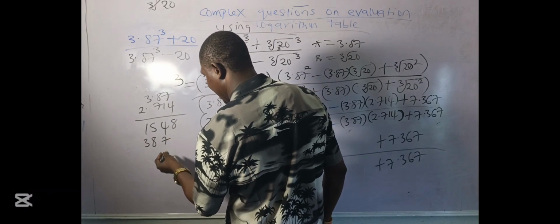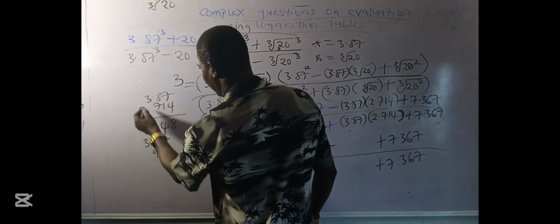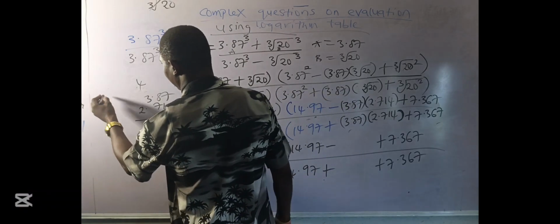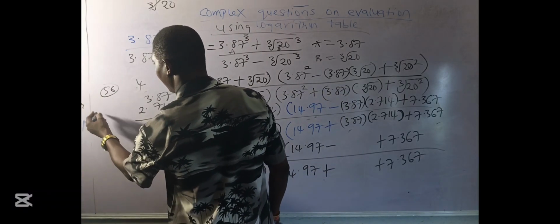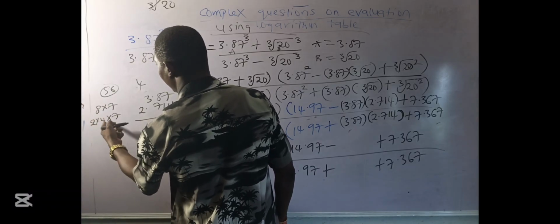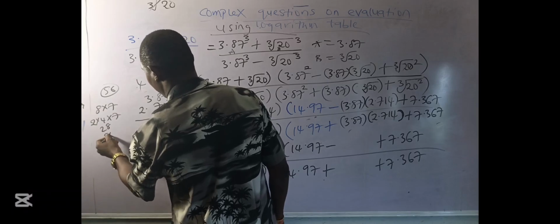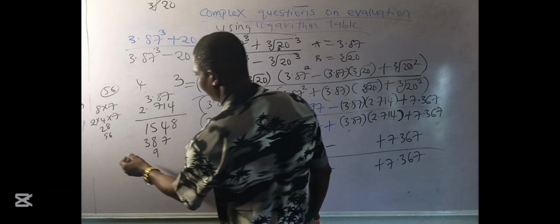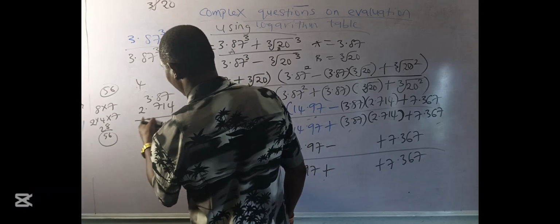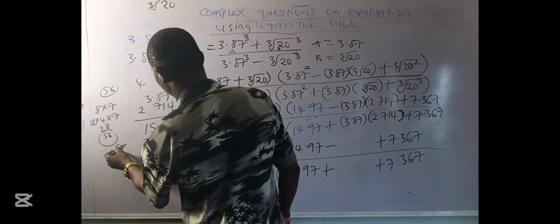7 times 7, 49. I'll have 9, carry 4. 7 times 8, 56. Let's verify. This is 8 times 7, which is 2 times 4 times 7. 7 times 4, 14, 14, 28. 28 times 2 gives you 56. Yeah, 56. 7 times 7, 49, 9 carry 4. This is 56 plus 4, 60. So I have 0, carry 6.